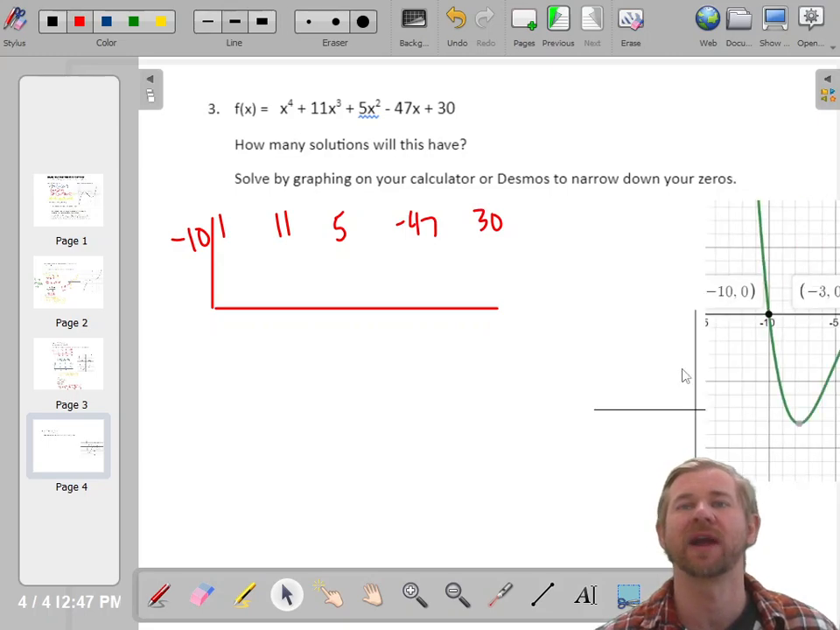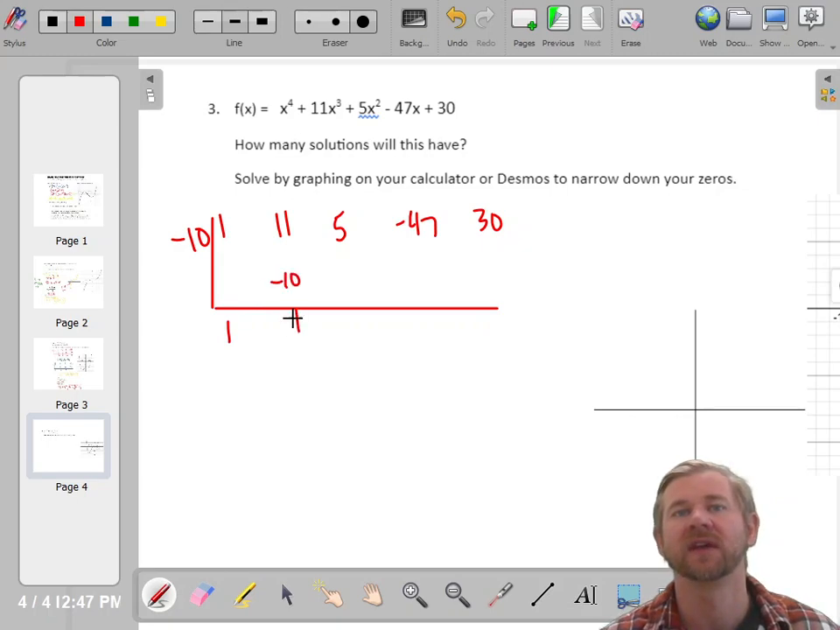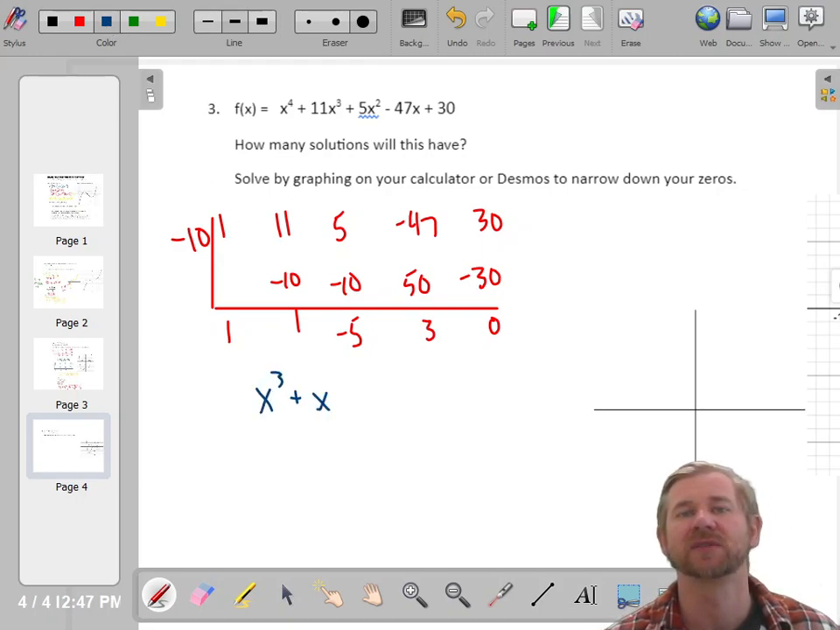So I'm using my graph to find a zero that works. And the first one I saw was -10. So I'm going to get 0. 1, -10, 1, -10, -5, +50, 3, -30, hey, good, I got 0. Now I have a cubic, 1x cubed plus 1x squared minus 5x plus 3.